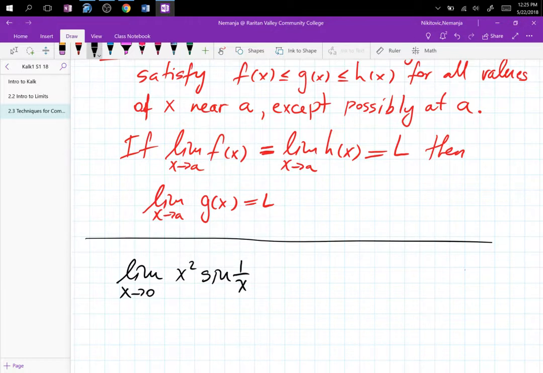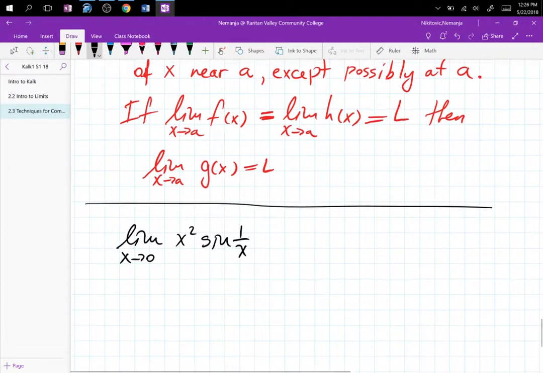Right? The issue is clearly here, because 1 over 0 should be going towards infinity, actually. So what's sine of infinity? Sheesh, right?